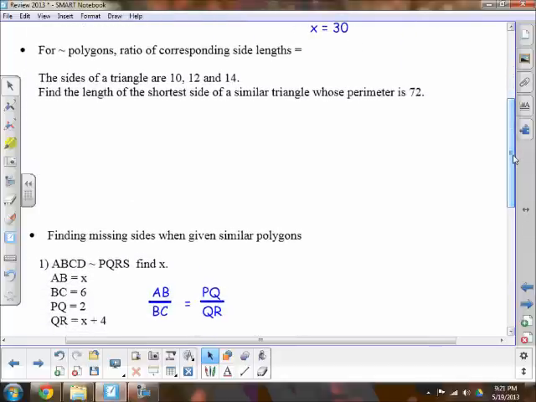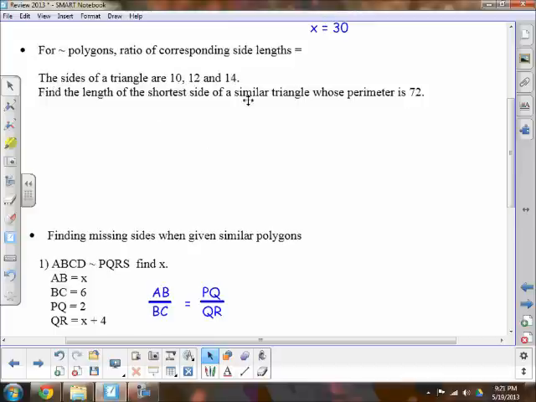Remember that for similar polygons, the ratio of corresponding side lengths is equal within each other. What that means is that each side is proportional to its corresponding side, so the ratio of any two sides of one polygon will be equivalent to its corresponding sides of another. It's also true for its perimeter.